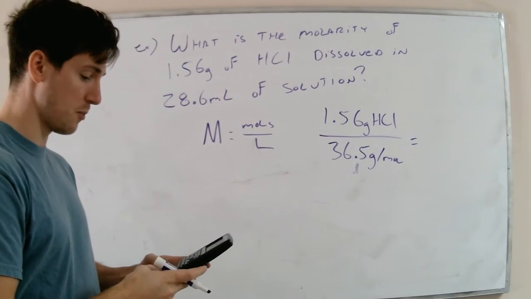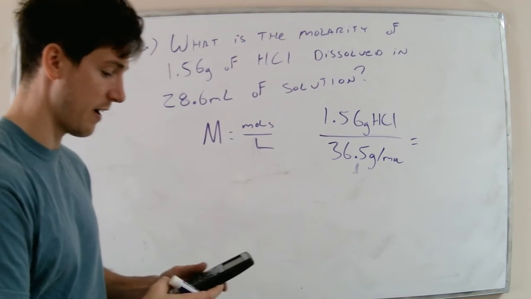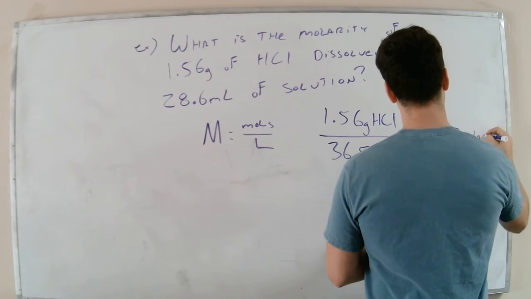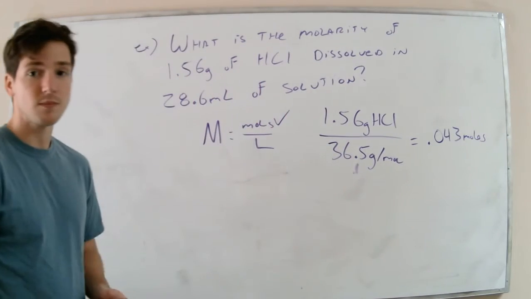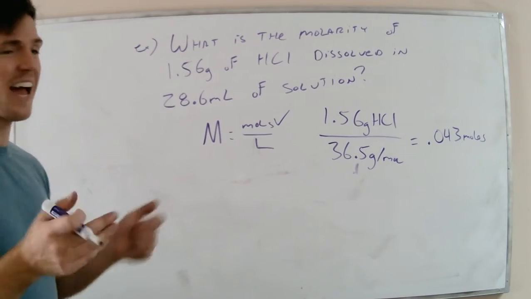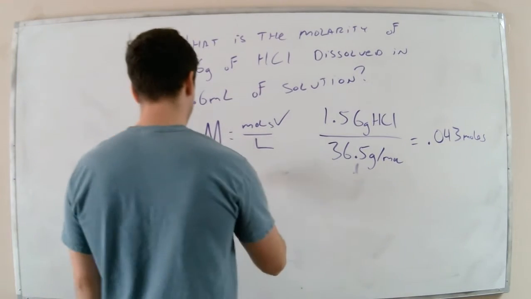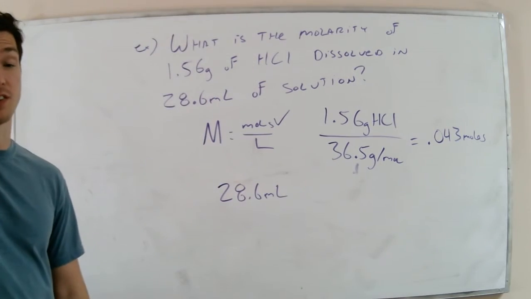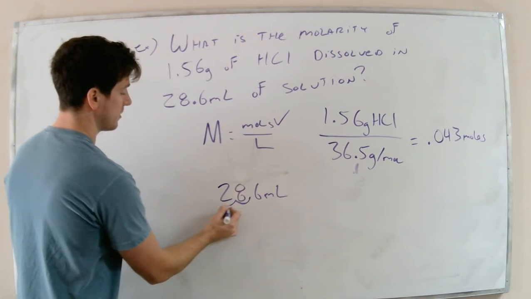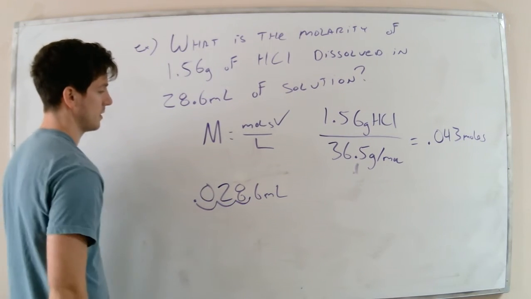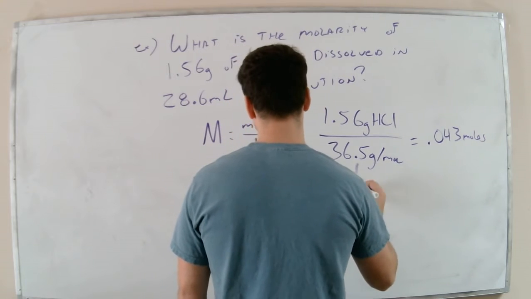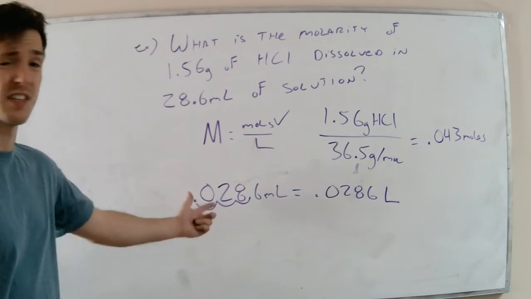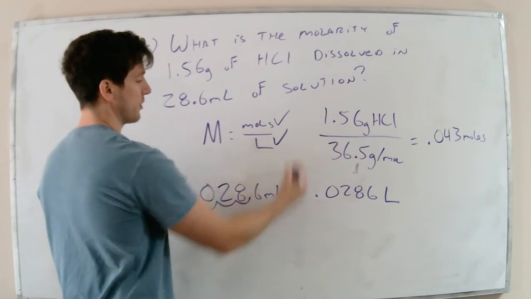Okay, so that would give us moles. 1.56 divided by 36.5. We'll say about 0.043 moles. So there's our moles. And now we gotta find liters. Well, 28.6 milliliters, we could easily convert that to liters. We could just move the decimal 1, 2, 3 places to the left. So that'll equal 0.0286 liters. Or you can divide it by 1,000, whichever works for you.